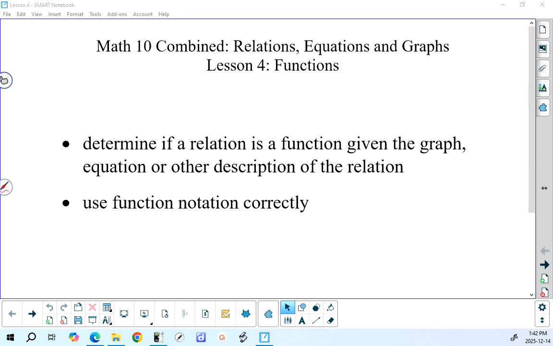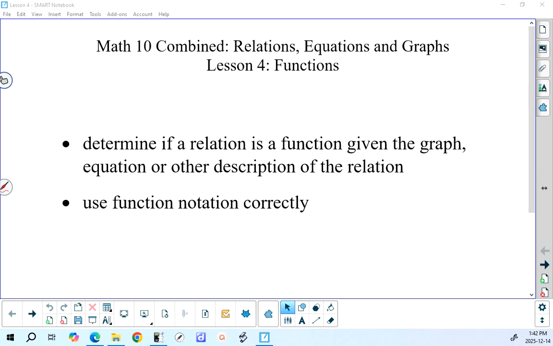We're going to be looking today at special types of relations called functions. And there's two things that you need to get out of this lesson. One is how to determine if a relation is a function. And the second thing is how to use what's called function notation.